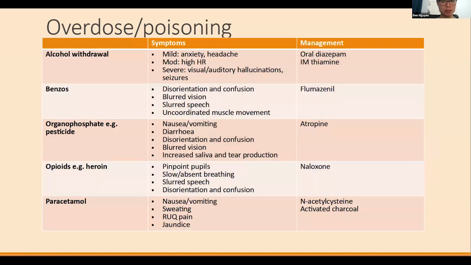Cool. And I won't go through this in detail, but you can have a look in your own time. The common symptoms of certain overdoses and their management. So that was the GP emergencies part, pretty quick. I think this would take up most of the lecture.